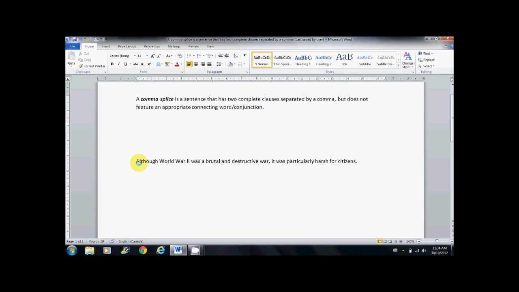So when you're writing your sentences, and if your teacher has told you that comma splices are a bit of an issue in your writing, then I want you to look very carefully at your clauses to see if you need that joining word, that conjunction, that will show the reader the relationship between the clauses in your sentences.